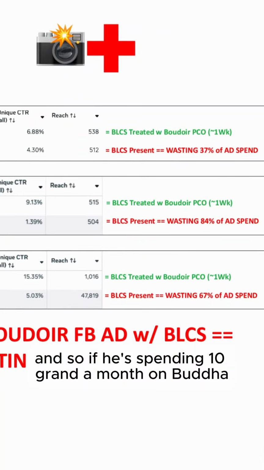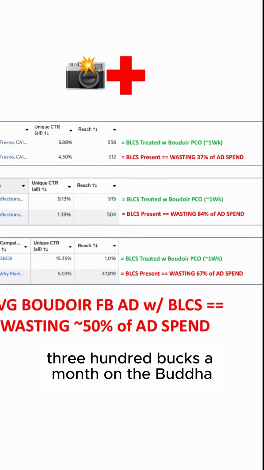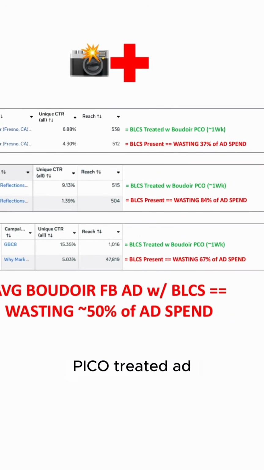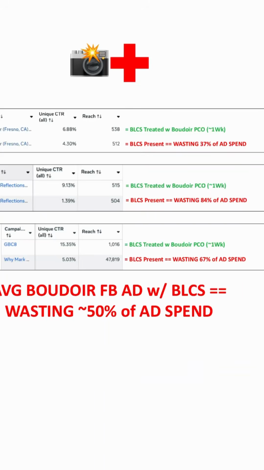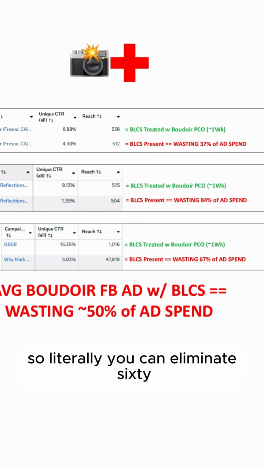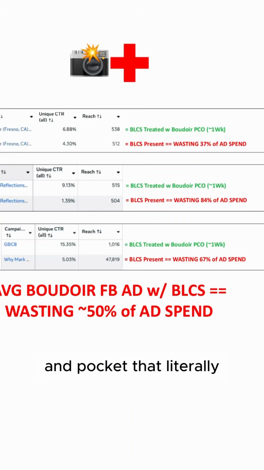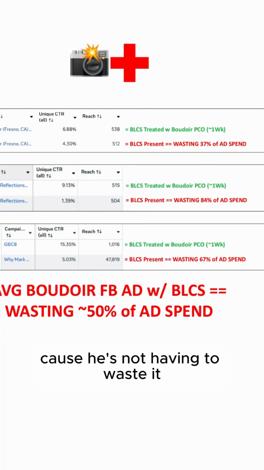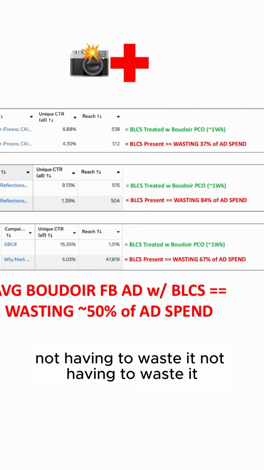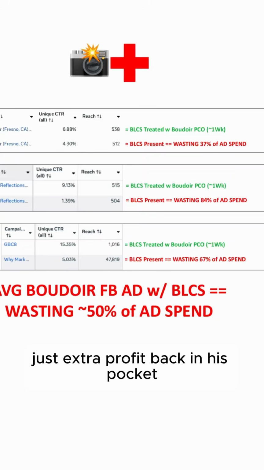And so if he's spending 10 grand a month on Boudoir Facebook ads on that original, he now only has to spend 3,300 bucks a month on the Boudoir Pico treated ad to get his ad into the same number of women's brains in both scenarios. So literally he can eliminate 6,700 bucks a month in wasted ad spend and pocket that, a phantom bonus every single month because he's not having to waste it. That's like what, 80K at the end of 12 months? Doesn't have to service any clients, nothing, just extra profit back in his pocket.